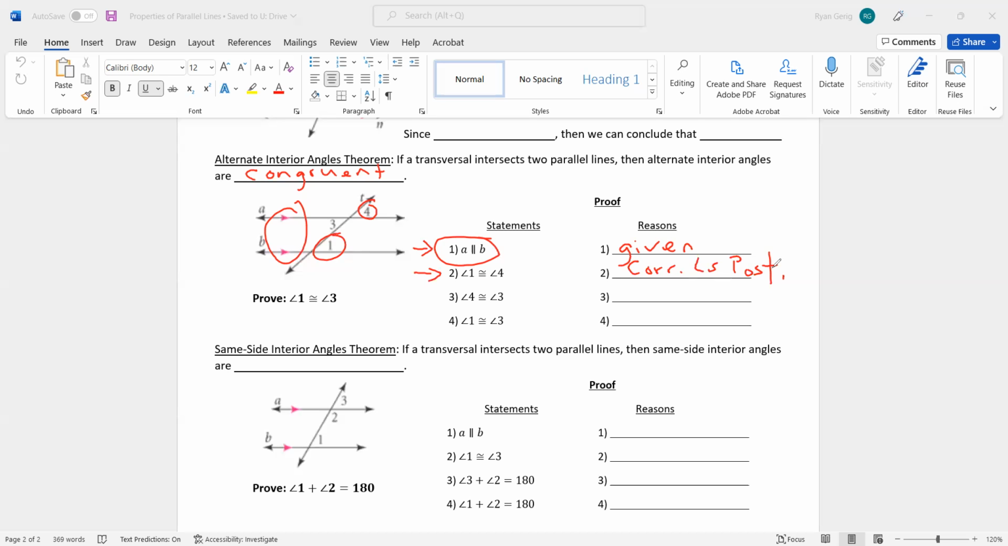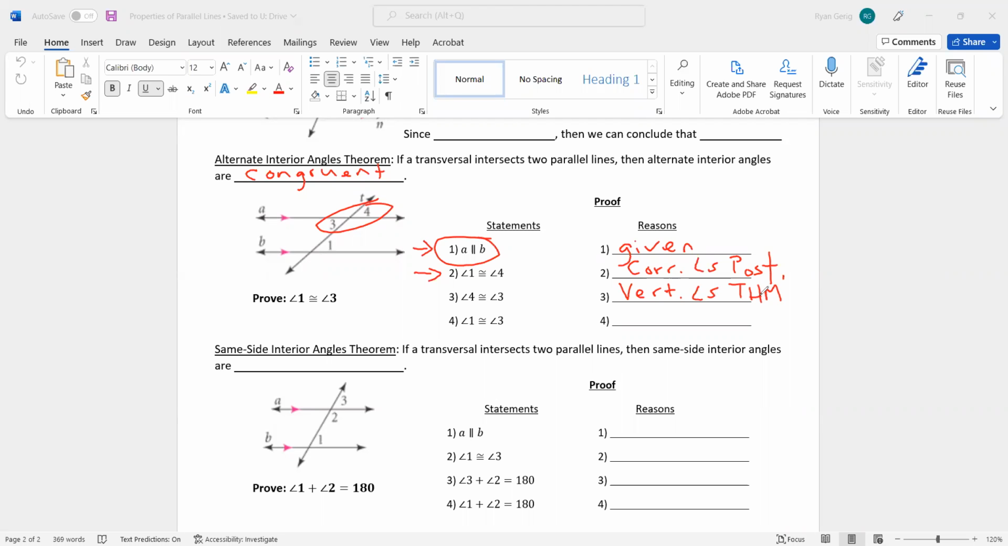Now, next step. Why is 4 equal to 3? Why are those two things congruent? Well, that's from last unit. That's vertical angles theorem. And theorem can be abbreviated THM. Okay, so 4 and 3 are congruent.